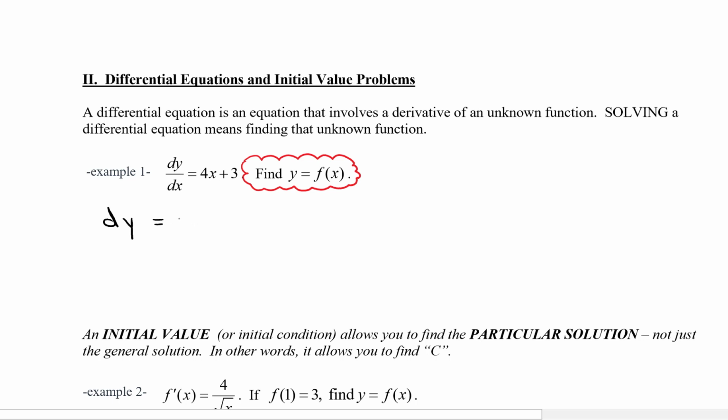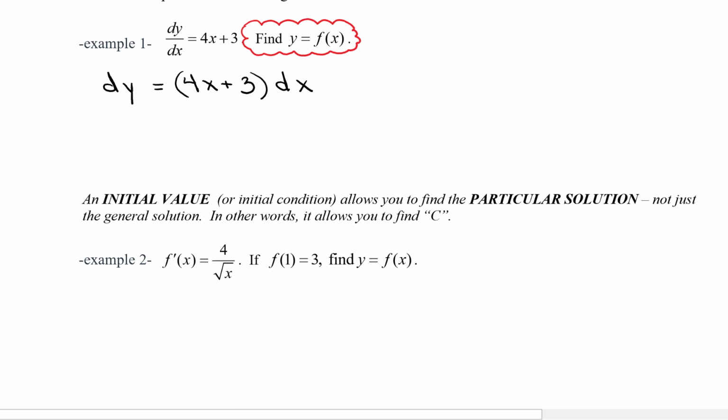I'm going to write this as dy equals 4x plus 3 inside parentheses times dx. Basically I'm just writing this as the differential of the dependent variable is equal to the derivative times the differential of the independent variable.